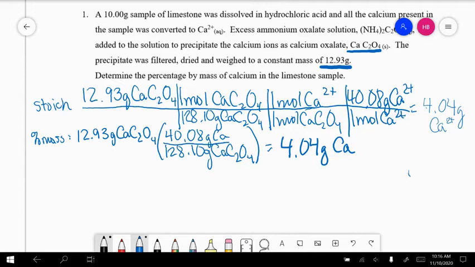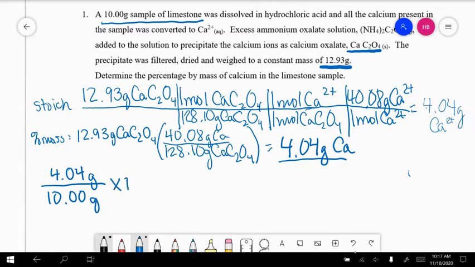It says determine the percent by mass of calcium in the limestone sample. Well, we've got the mass of calcium, we've got the mass of the limestone sample. So it's 4.04 grams of calcium over 10.00 grams sample. Turn it into a percentage by multiplying by 100. And that gives me 40.46% calcium in the limestone sample. That's the answer to number 1.